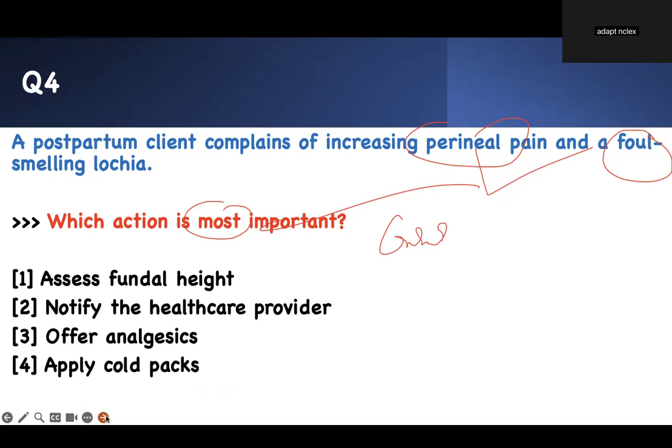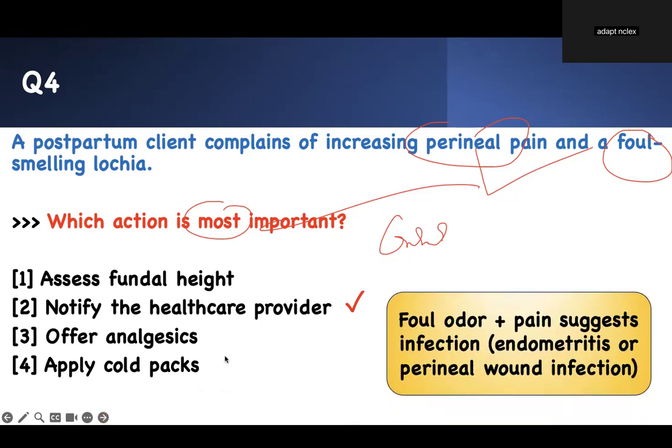I can tell you, number 2 is the right answer. Why? Just because there's assessment in one doesn't mean it's the right answer. Perineal pain and the foul smelling lochia in the postpartum client has nothing to do with the descent of the uterus. Therefore, you don't need to assess the fundal height. There's a discharge coming out from the uterus, and it's smelling, and patient has pain. This is consistent with what? Endometritis. Patient has infection. Analgesic will help with the pain.